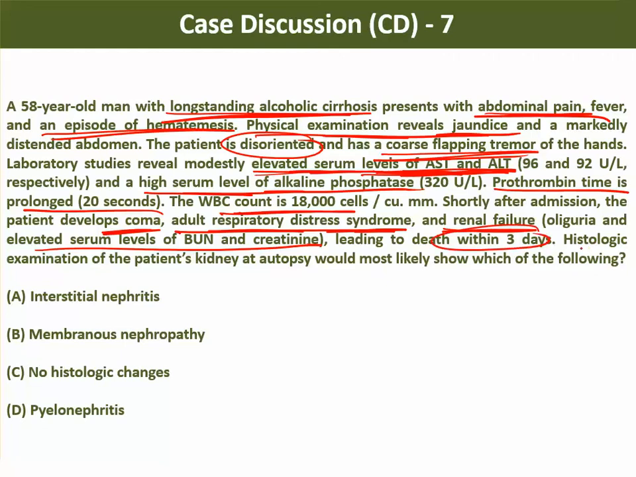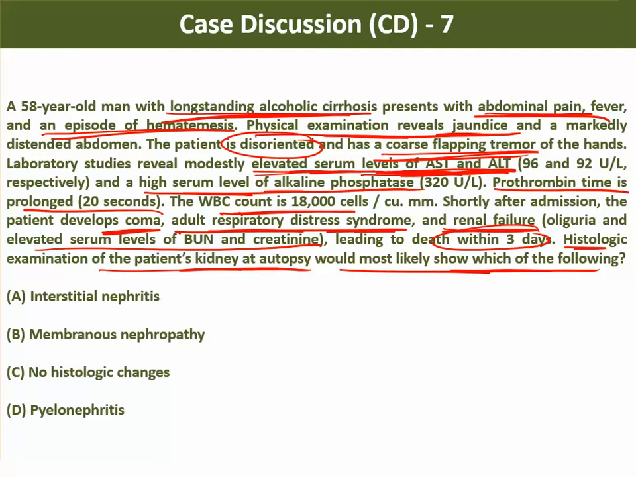So what would histological examination of the patient's kidney at autopsy most likely show? First of all, you understand the case. It's an alcoholic patient who went on to cirrhosis. Now he is coming with severe jaundice and ascites. After coming, the patient is disoriented with tremors, which means CNS involvement. All the enzymes are elevated, and prolonged prothrombin time means liver function is severely affected.